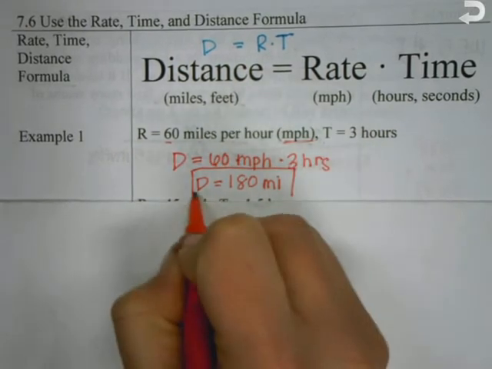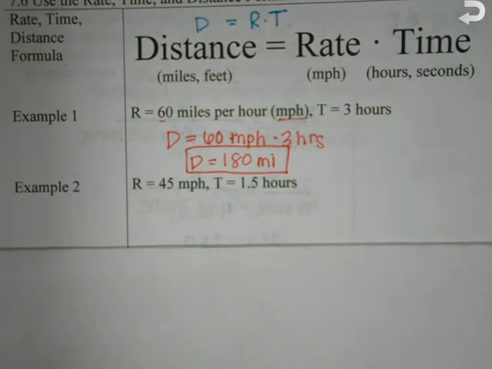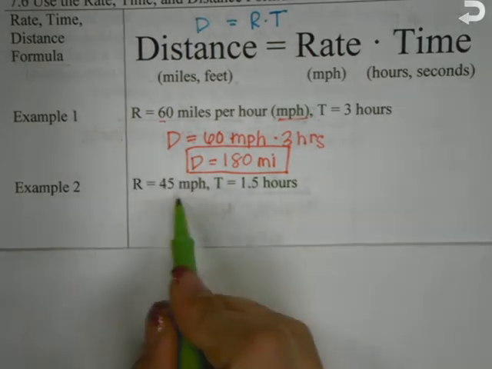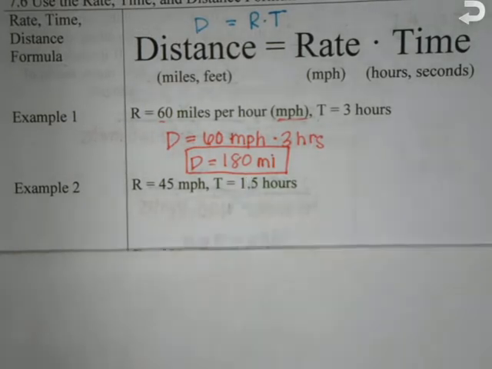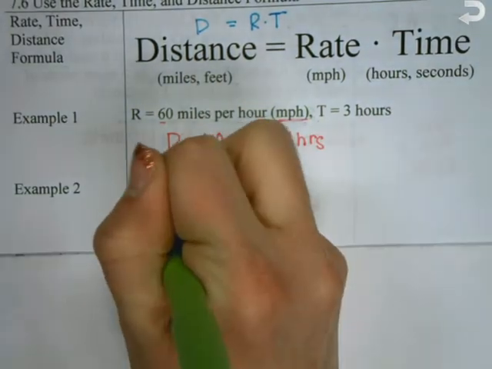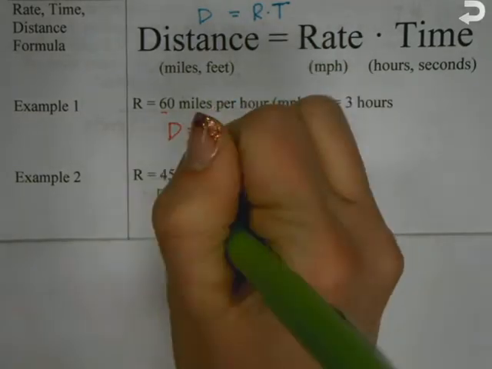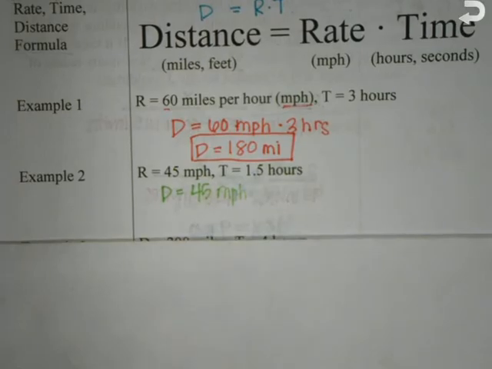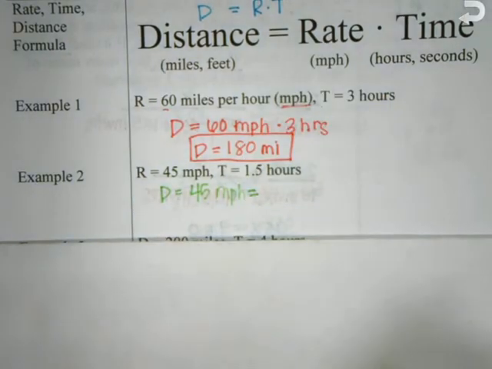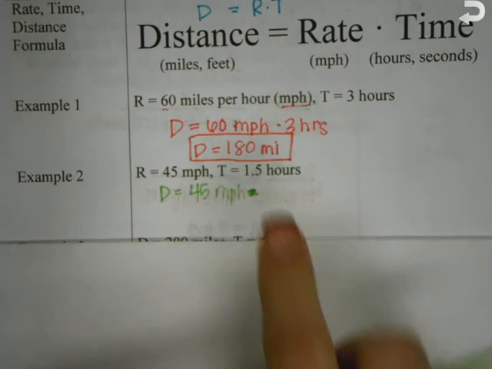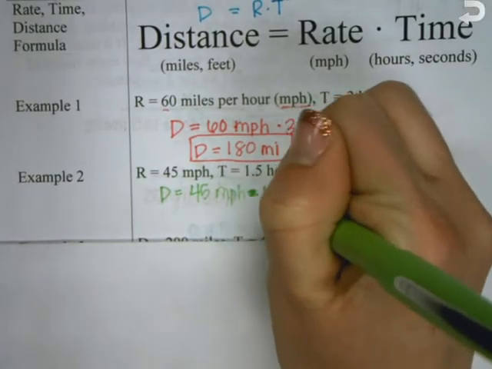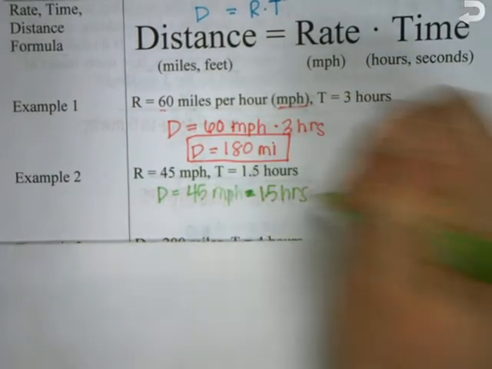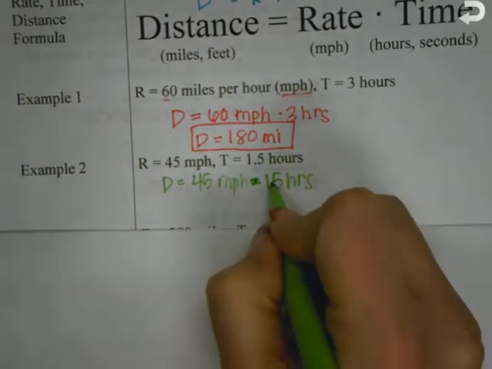Number 2 is rate equals 45 miles per hour. T equals 1.5 hours. So let's plug it all in first. So I don't know what D is, so I'm going to say D equals, R comes first, 45 miles per hour, times 1.5 hours. That's T. So in order to find D, I need to multiply 45 times 1.5.